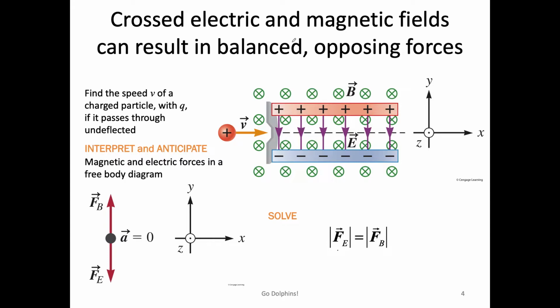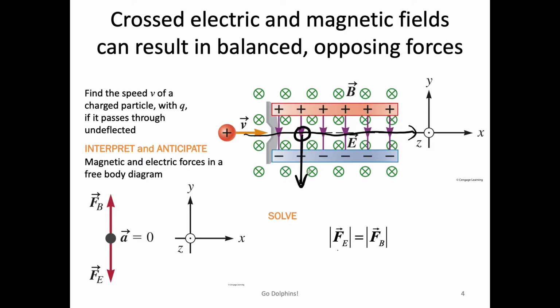Now we can engineer a device that only allows particular velocity of particle passing through this device. So we call it a velocity selector. We want the charged particle to go through this device undeflected. So what's the requirement? First, I think we need to figure out what's the direction of electric force and the magnetic force on this charged particle when it's moving through this device.